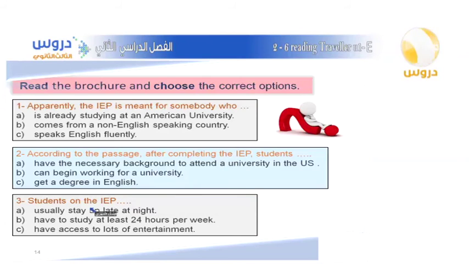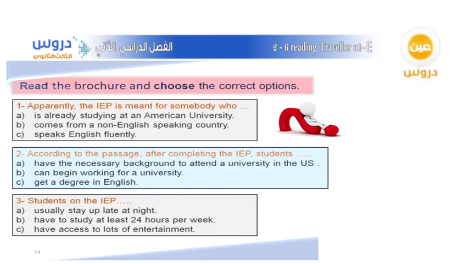What do you think? Firdaus, A, B, C. And the last one, we can give it to the latest who joined us for just a second. Now, students on IEP usually stay up late at night, this is A, or study at least 24 hours per week, or have access to a lot of entertainment. What do you think of 3?